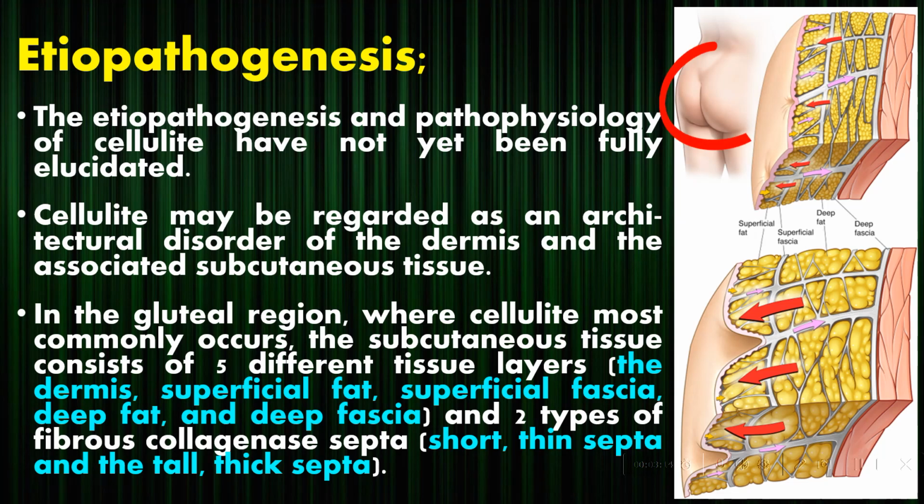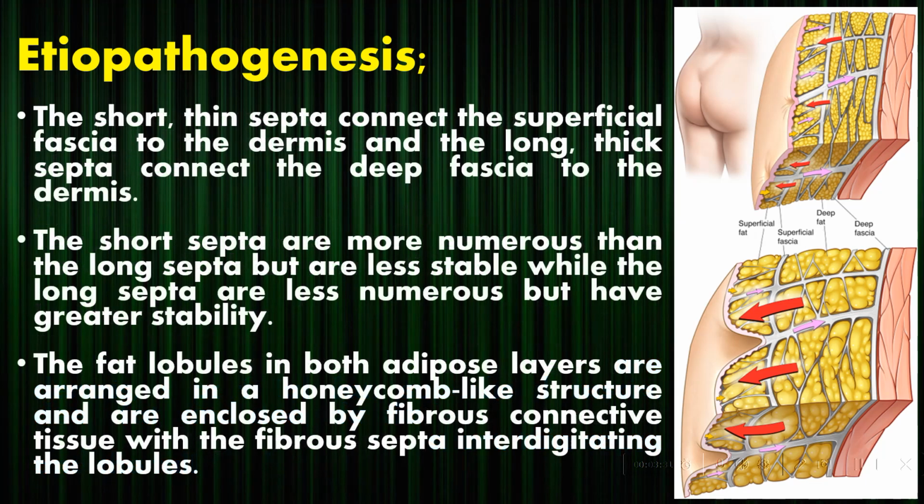In the gluteal region, where cellulite most commonly occurs, the subcutaneous tissue consists of 5 different tissue layers: the dermis, superficial fat, superficial fascia, deep fat, and deep fascia, and 2 types of fibrous collagenous septa, short, thin septa and tall, thick septa. The short, thin septa connect the superficial fascia to the dermis, and the long, thick septa connect the deep fascia to the dermis. The short septa are more numerous than the long septa but are less stable, while the long septa are less numerous but have greater stability.